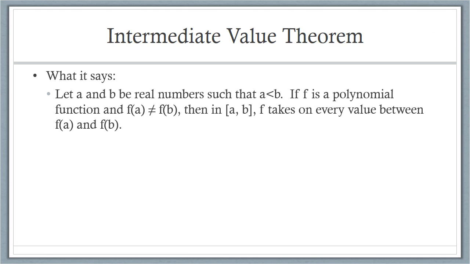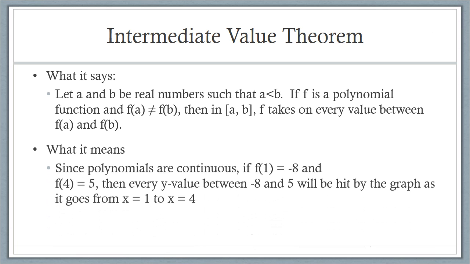It says that if a and b are real numbers and a is less than b, if f is a polynomial function and f of a and f of b are not equal, then in the interval from a to b, f will take on every value between f of a and f of b. Now what that means is, since polynomials are continuous and they don't have any breaks in them, if f of 1 is -8 and f of 4 is 5, then every value between -8 and 5 will be hit by the graph as it goes from where x equals 1 to x equals 4.